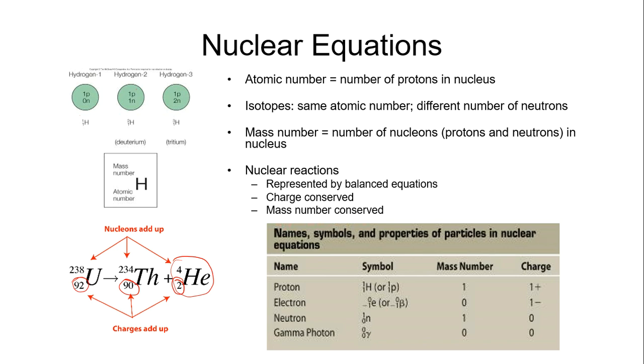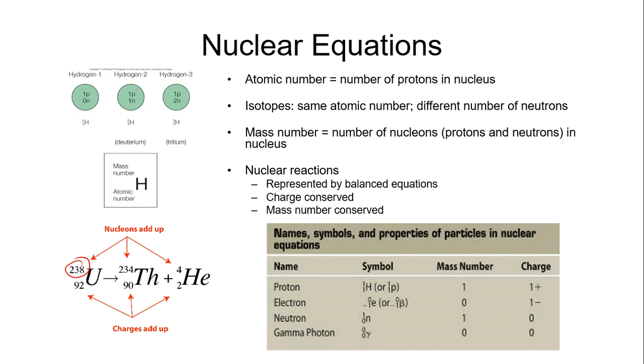You have a total charge of 92 on the left with uranium, total charge of 92 on the right with thorium plus helium. Now we have to conserve the mass number. In other words, the number of protons and neutrons has to remain the same as well. So we started off with 238 protons plus neutrons, or 238 nucleons. We have to have the same mass at the end.